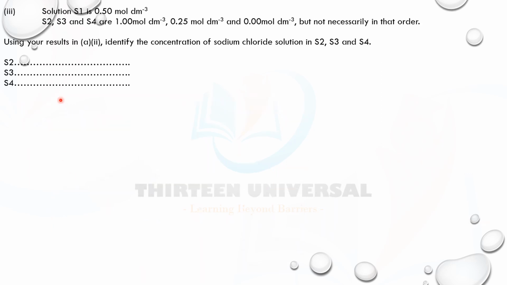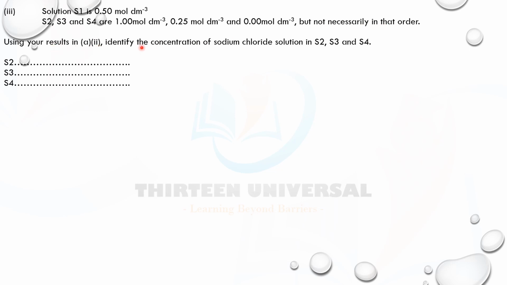All right. Solution S1 is 0.05 mole per dm cube. S1 has been given. S2, S3, and S4 are these: 1 mole per dm cube, 0.25, 0.0. Any solution that has 0.0 mole has no sodium chloride present. That means there should not be plasmolized cells at all. The cells should be turgid. But not necessarily in that order.